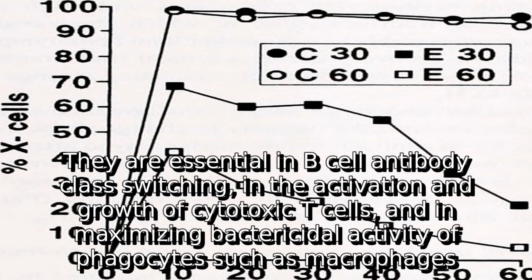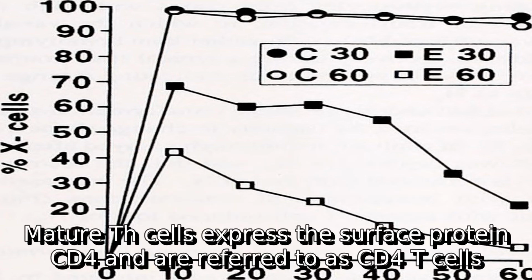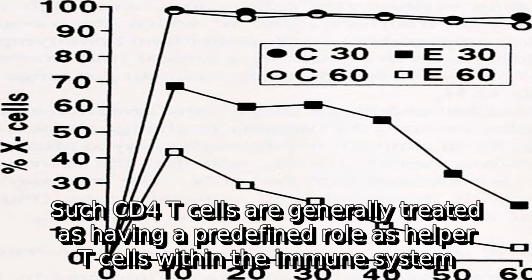They are essential in B-cell antibody class switching, in the activation and growth of cytotoxic T cells, and in maximizing bactericidal activity of phagocytes such as macrophages. Mature Th cells express the surface protein CD4 and are referred to as CD4 T cells. Such CD4 T cells are generally treated as having a predefined role as helper T cells within the immune system.